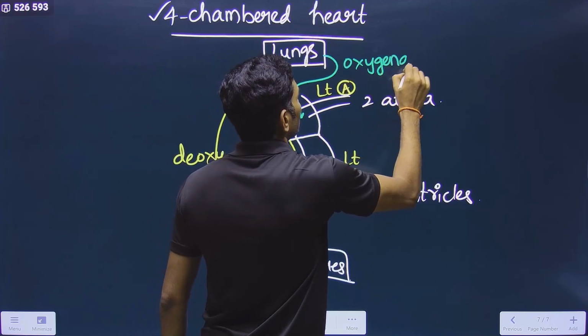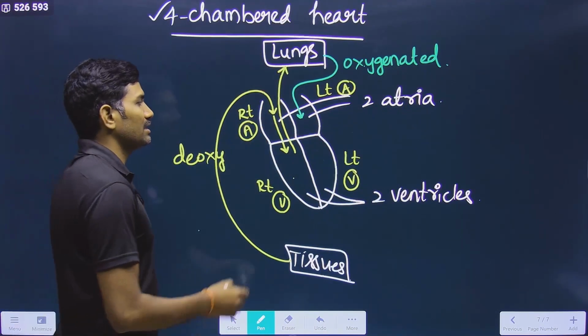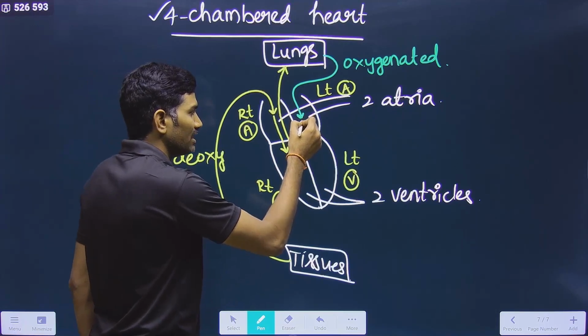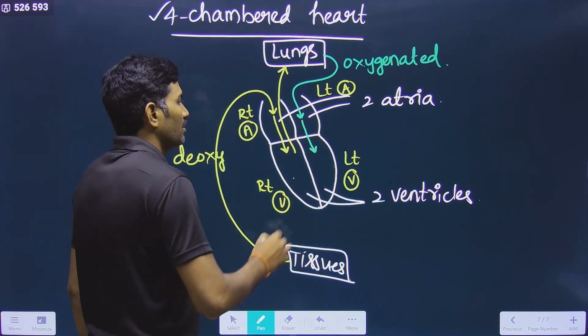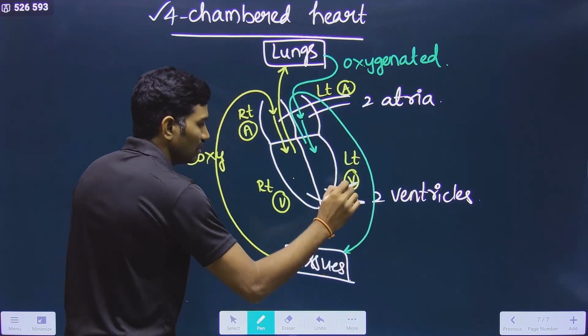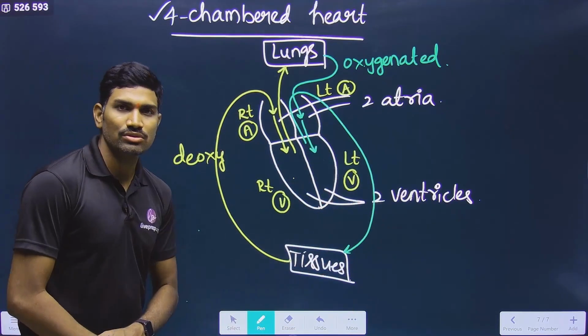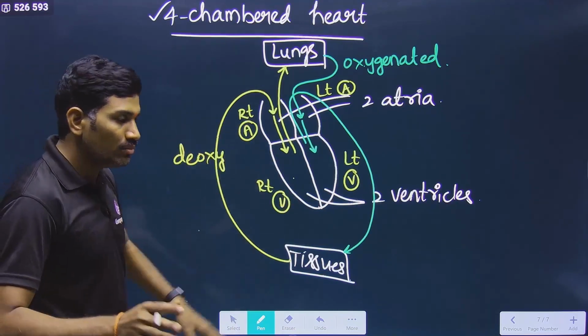From the lungs, oxygenated blood is coming into the left atrium. Okay, and from the left atrium, oxygenated blood is going into the left ventricle. From the left ventricle, oxygenated blood is going to the tissues. Now observe carefully. Here there is no mixing of blood.